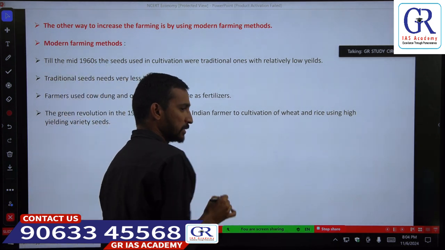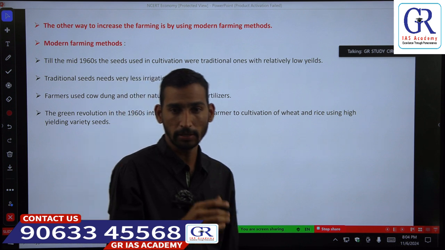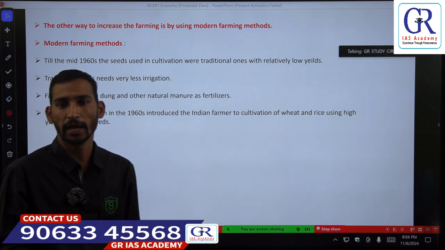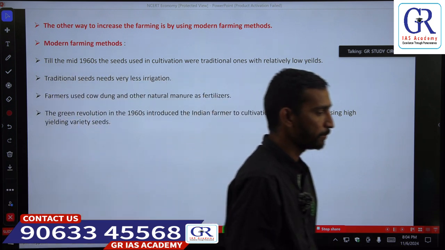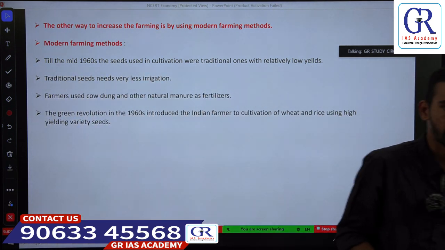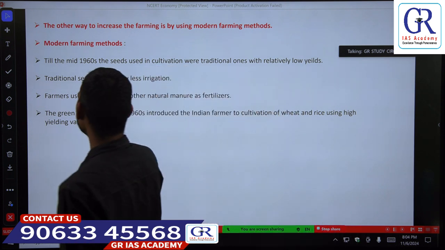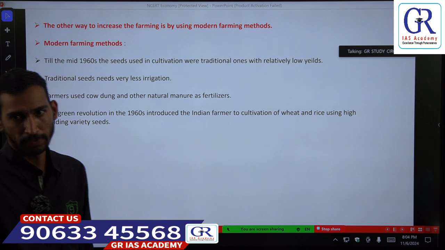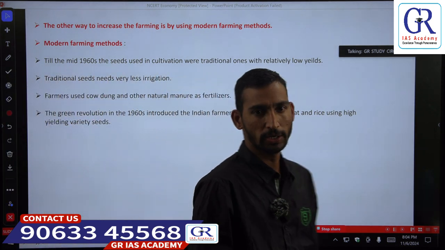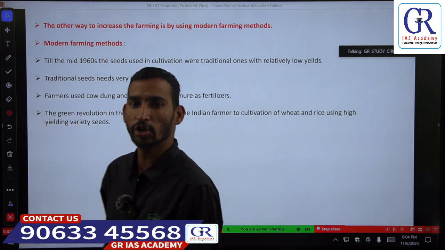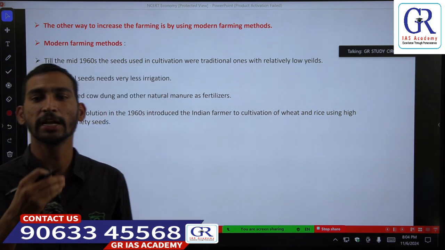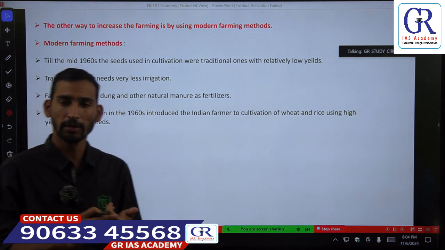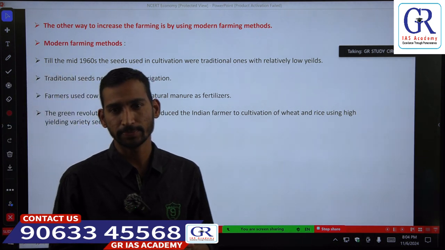Earlier, before the British rule, we were a food surplus country, and at the time of independence we became a food deficient country. So this is how we became a food deficient country. When we became a food deficient country, what will be the aim of the government? The government tries to increase the production and productivity levels in the country. So due to partition, production fell.